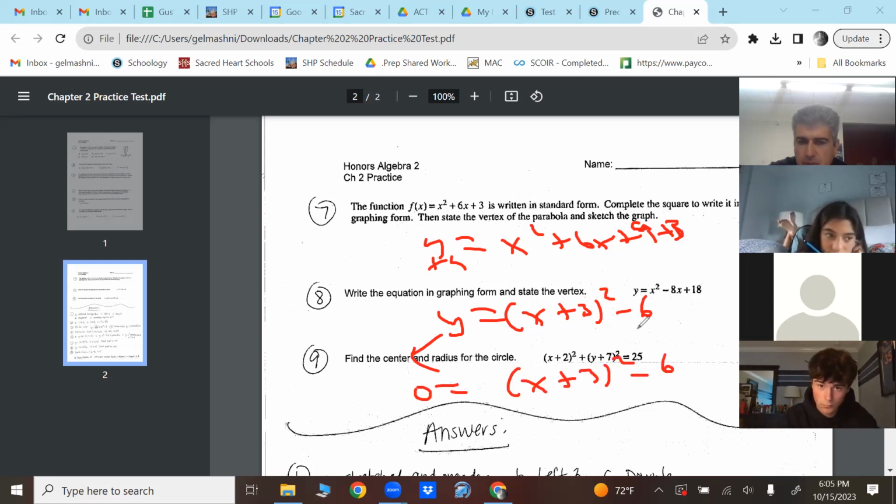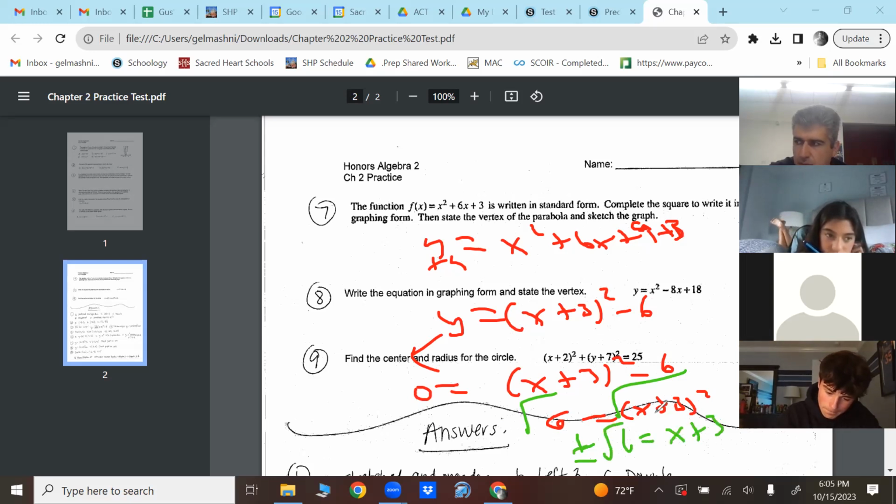But what you'd want to do is instead of foiling, I just move the 6 over and then square it both sides. So plus minus root 6. Then subtract 3. Yeah, and that's what you get for that one.